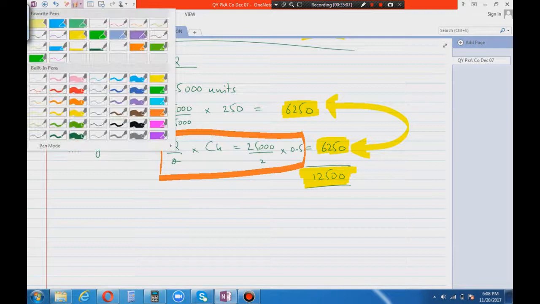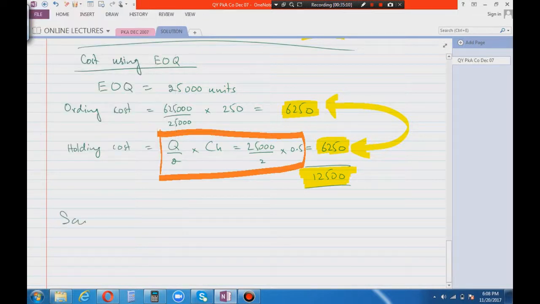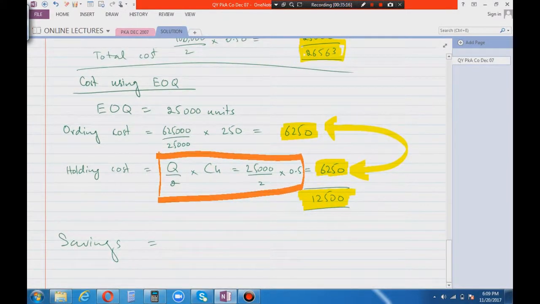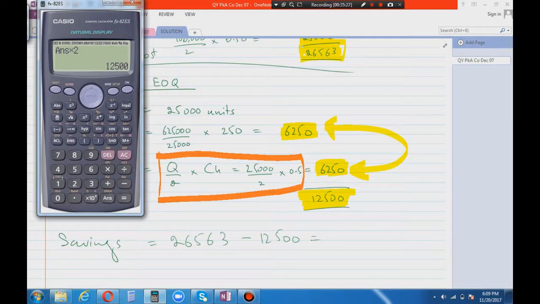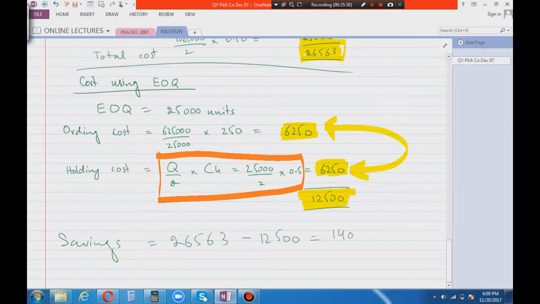Now if you want to see the savings, savings would be our cost from current policy, which is 26,563, and cost from economic order quantity, ignoring the minimum inventory on both of them, that would be 26,563 minus 12,500, that would be 14,063 euros.